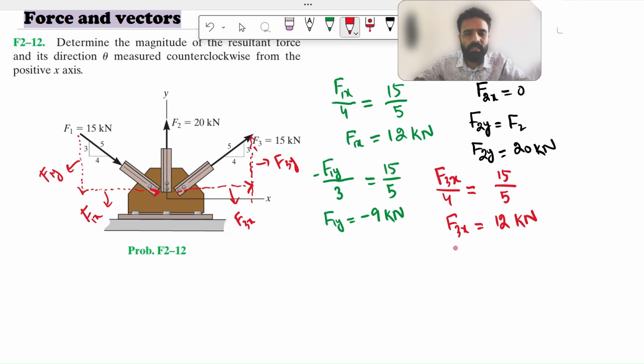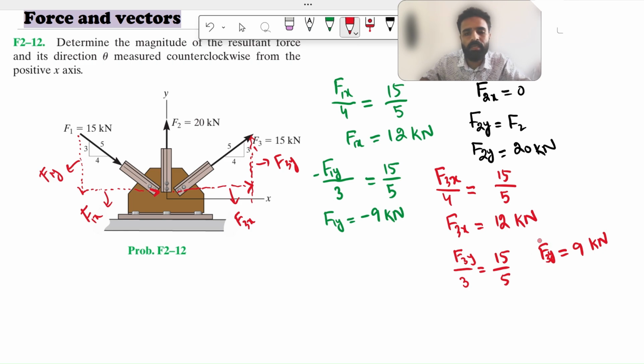Now I'll be finding the y component of the F3 force. So I'll be applying the same similar triangle technique. Now I'll be taking the perpendicular of the large triangle, which is F3y, divided by the perpendicular of the small triangle, which is 3. It will be equal to the hypotenuse of the large triangle divided by the hypotenuse of the small triangle. The F3y value will be equal to 9 kilonewton. It is directing upwards, so it will be positive.